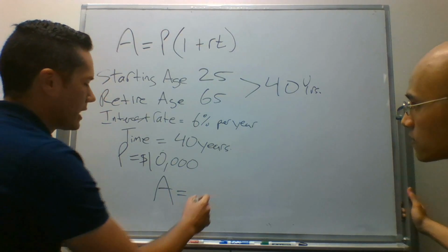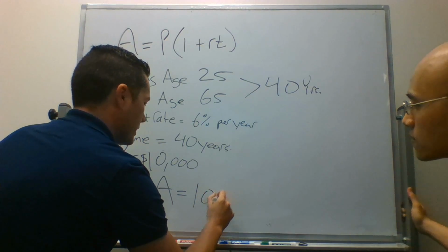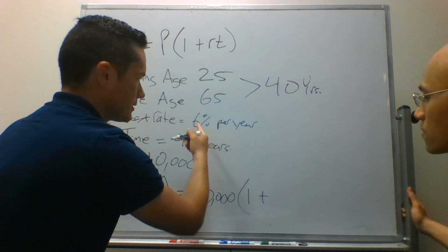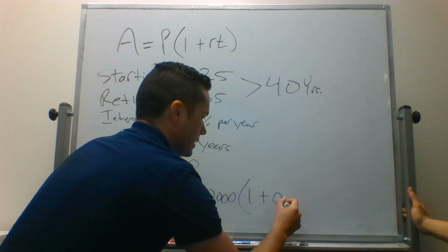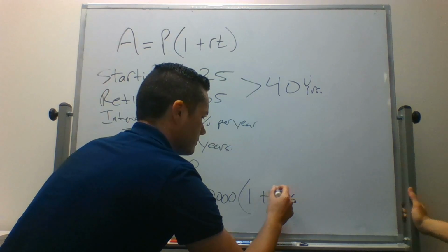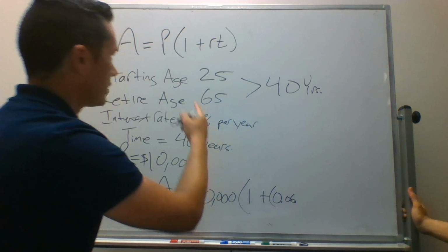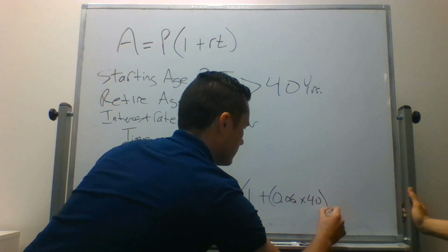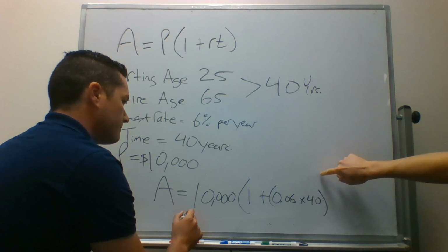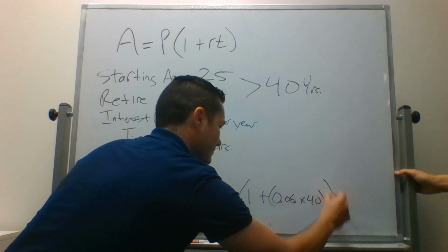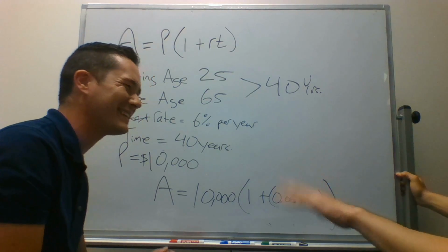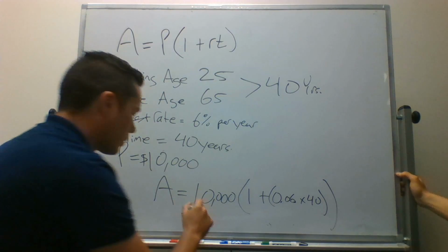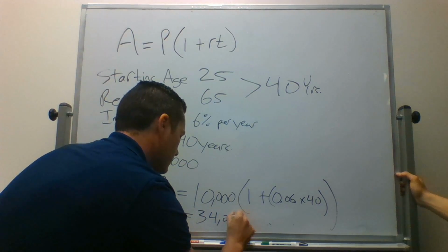So the total accrued amount would be the principal of 10,000 multiplied by 1 plus the rate of interest, which is 6%, which we can write as 0.06, multiplied by the time frame, which is 40 years. And we need another bracket just to close that off, Ben. You're right. I thought that was a 1 for some reason. No worries. So if you solve for this, what did you get? 34,000.